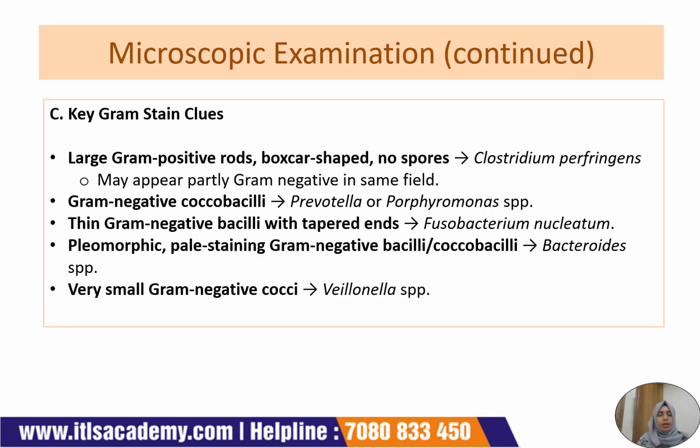Now, after smear preparation and observation of the gram stain, what will we get? We will get key gram stain clues. These are clues that provide information about the species. For example, large gram-positive rods, boxcar shaped, with no spores, show that Clostridium perfringens is present. It may appear partly gram negative in the same smear.